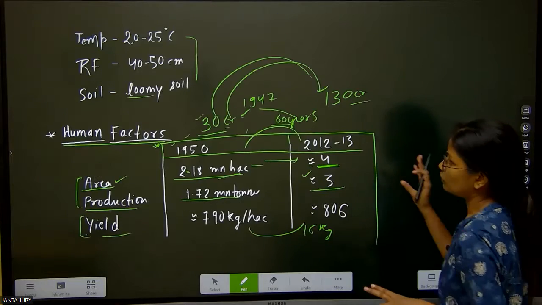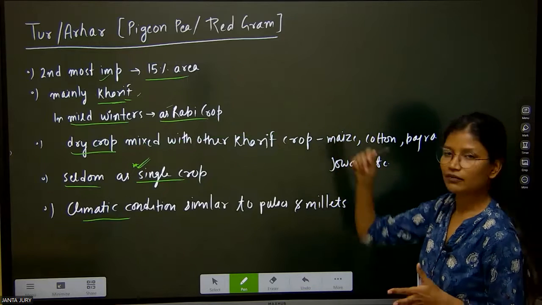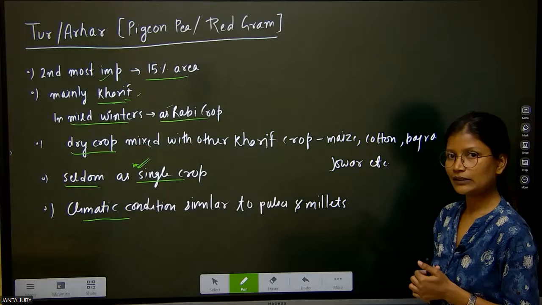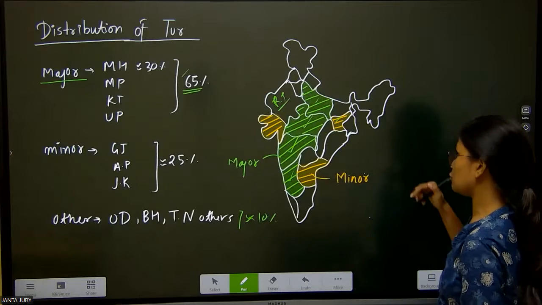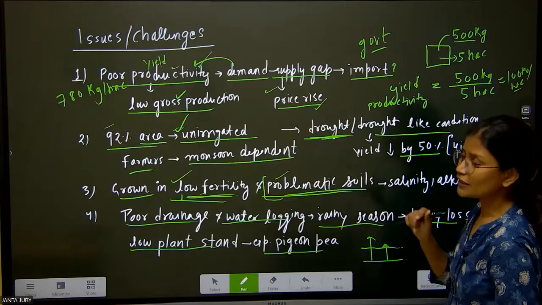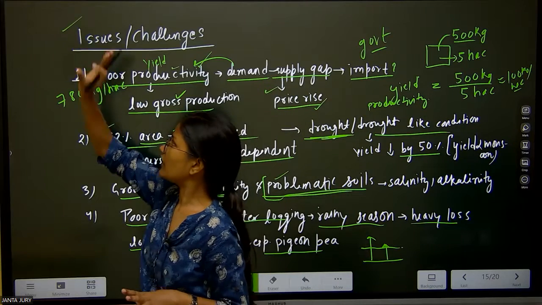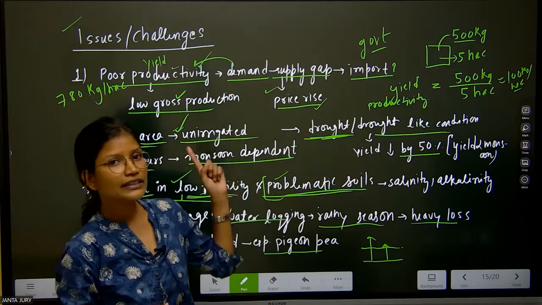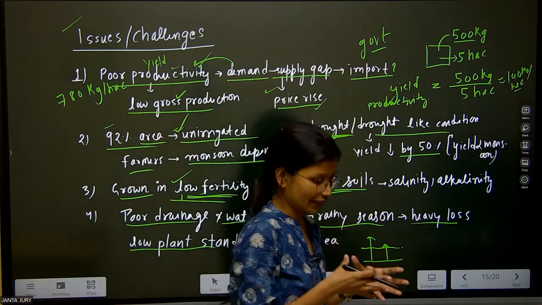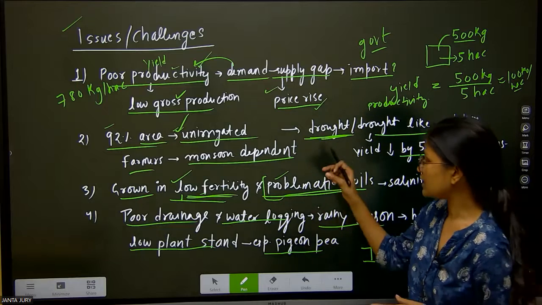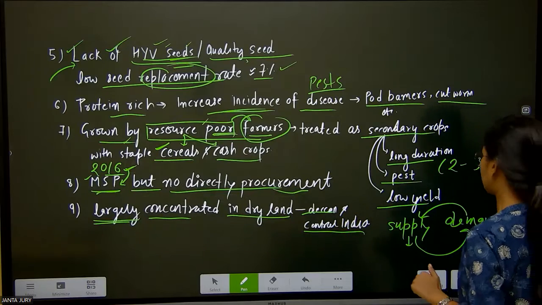Okay. So moving to next, we have the Tur. In the same way as we have covered the gram, we have covered the Tur pulse. And the human factor in the Tur, distribution of Tur, issues and challenges. We have done a very good lecture. In fact, we have covered comprehensively all the issues and challenges that the pulse sector, or primarily the pulse farmers, are facing in India. We will utilize all this information while writing the answer.